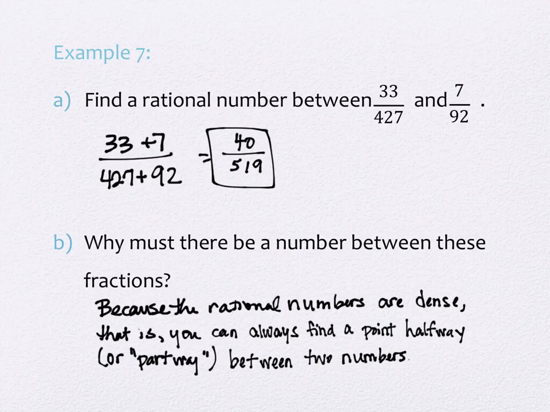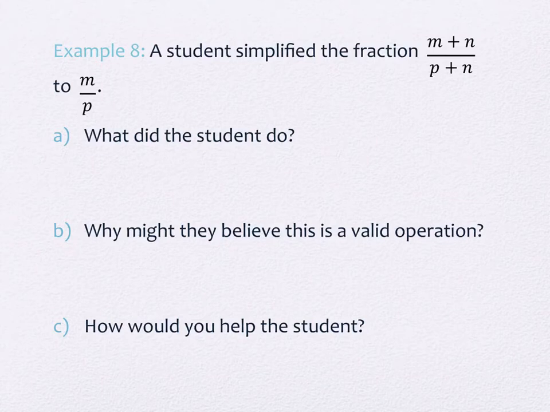All right. So this would be an example of a type C question from your book, where a student does something and you have to argue or think through the validity of their description or what they did, or whether it was a valid thing to do. A student simplified the fraction m plus n over p plus n to m over p. First, what did the student do?